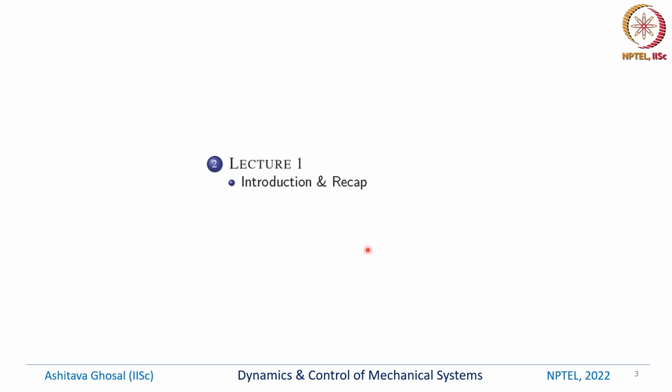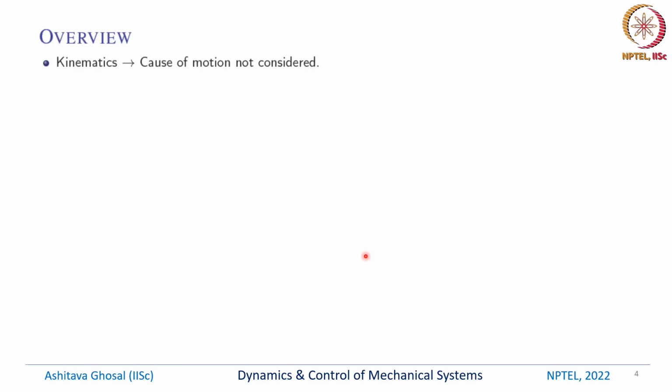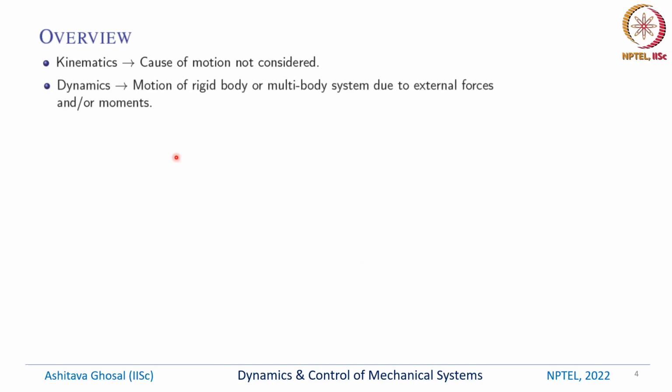Lecture 1, Introduction and Recap. In this lecture, we will quickly overview this whole area. The first important thing is, till now in kinematics, the cause of the motion was not considered. In dynamics, the motion of a rigid body or a multi-body system due to external forces and/or moments is considered. So that is the topic of dynamics.